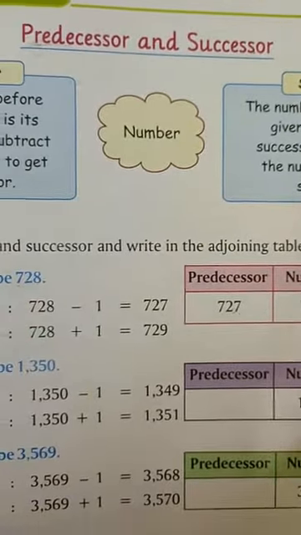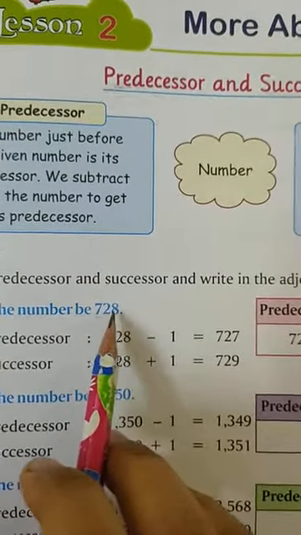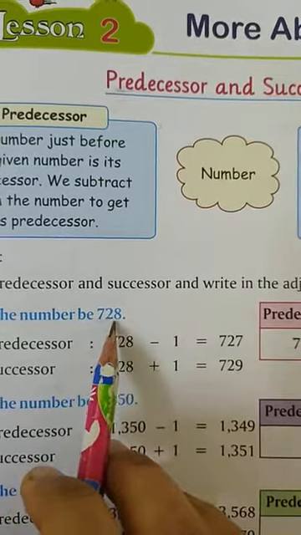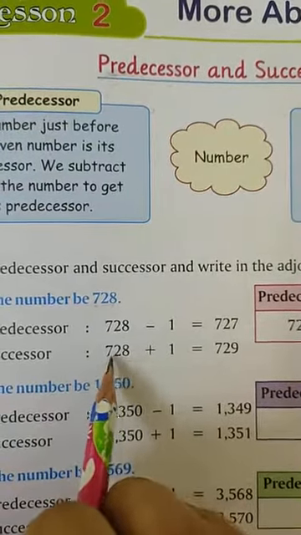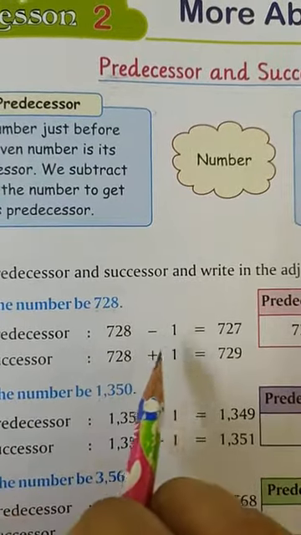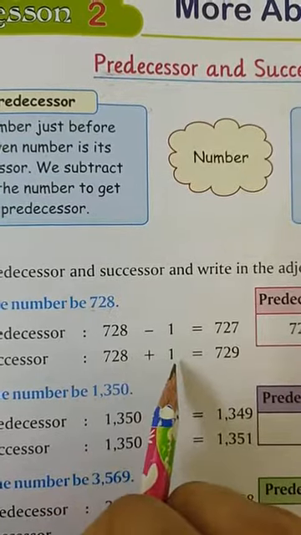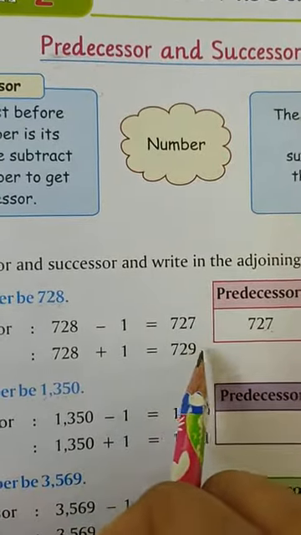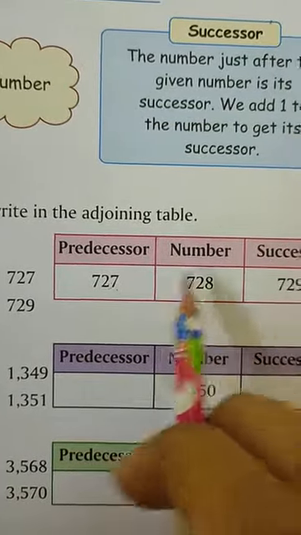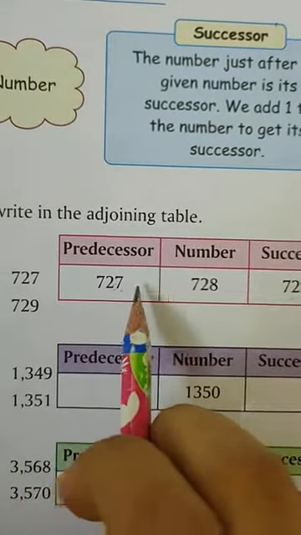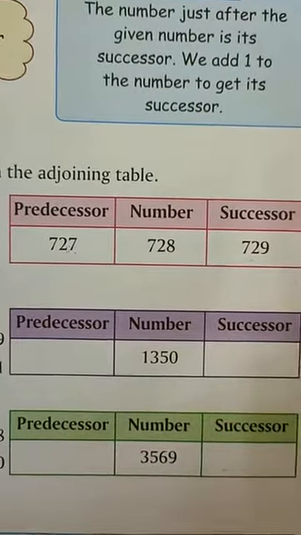So let us try to understand this by taking the same example. This is 728 and we have to find out the successor of this number. So by adding 1 to this number, we get the successor of the given number. This is 728. By adding 1 to this number, what do we get? 729. So this is the number 728. Its predecessor is 727 and its successor is 729.